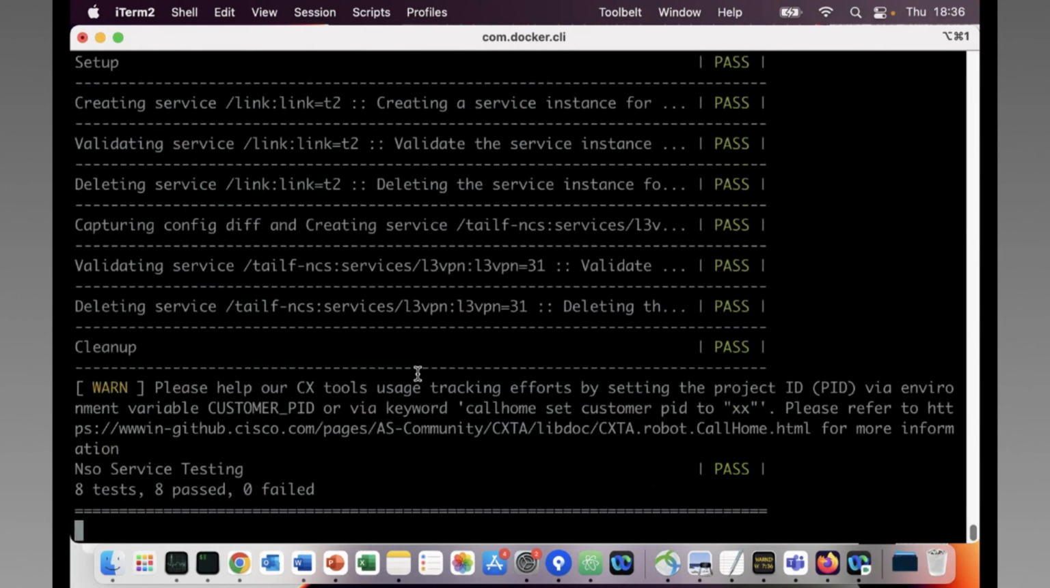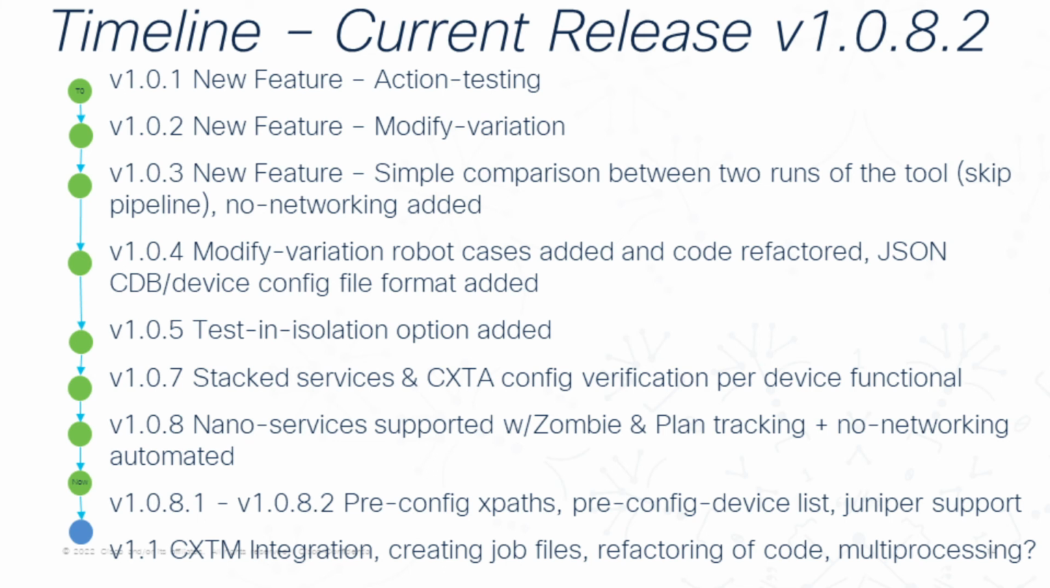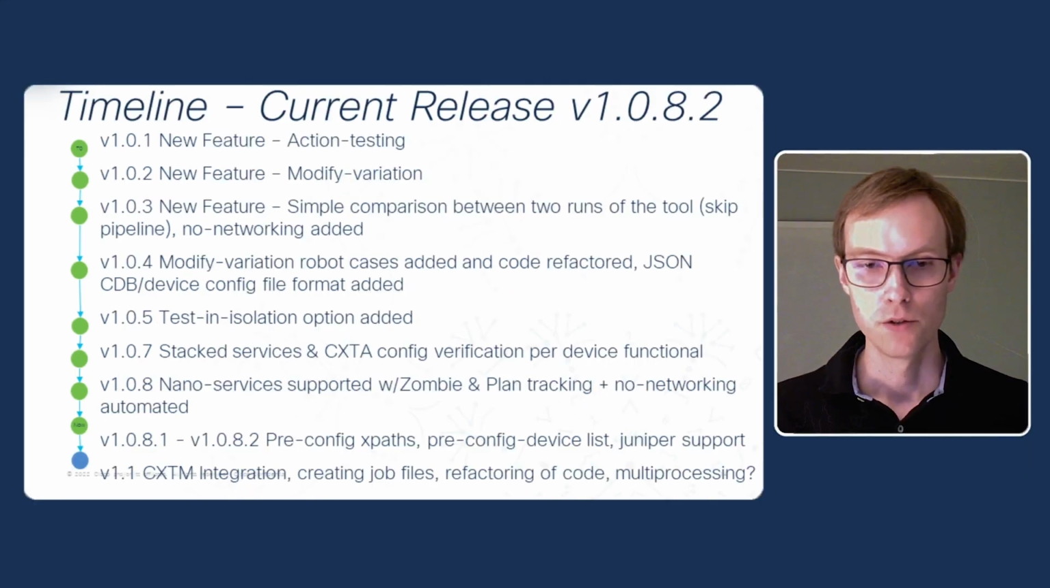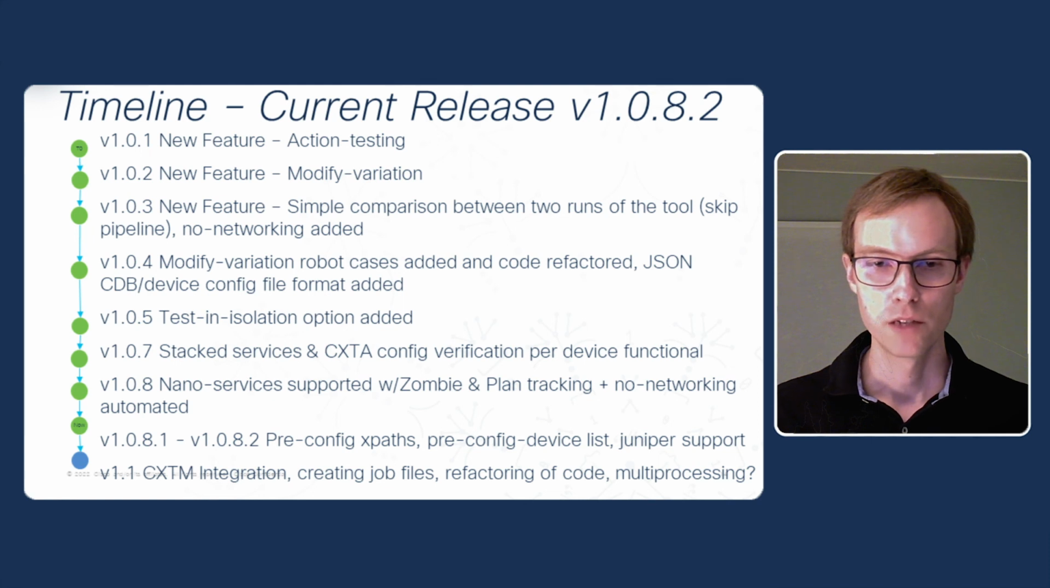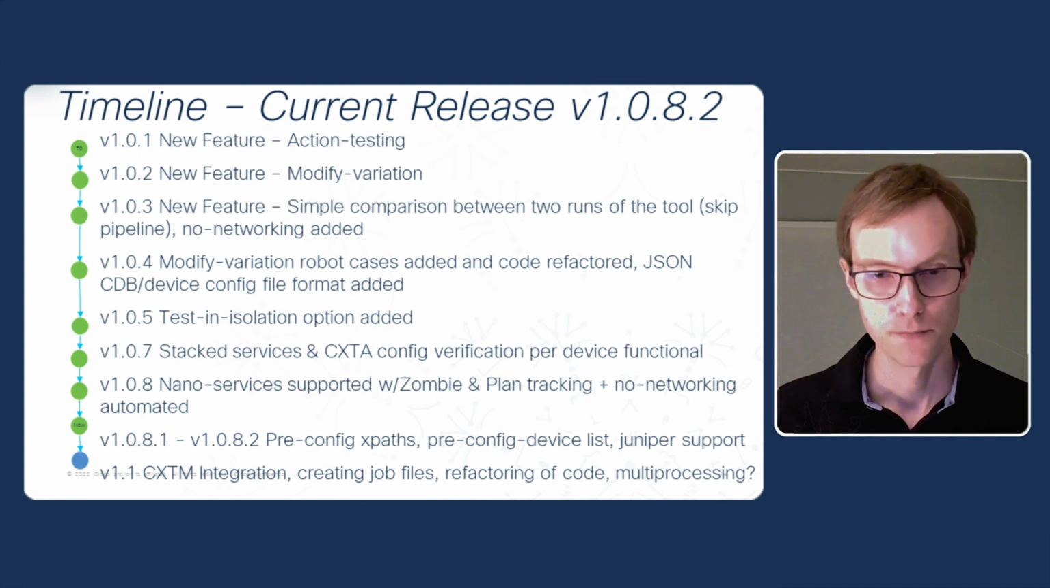All right, now that you've seen the demo, you can see now on the screen is the current release. Current release version is 1.0.8.2. And in the timeline, you can see that we've had many new features added along the path. In the future, I hope we can have some CXTM integration where we can create job files and also hopefully refactor the code and add some multiprocessing perhaps.